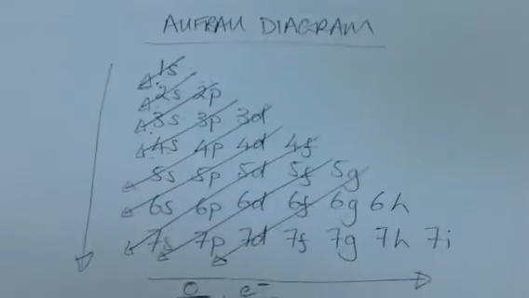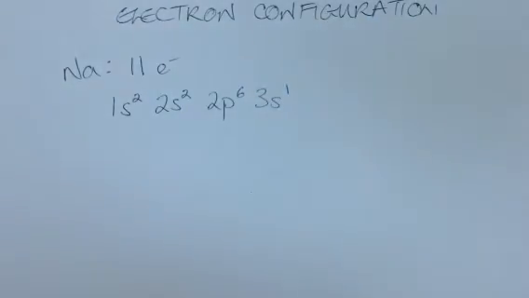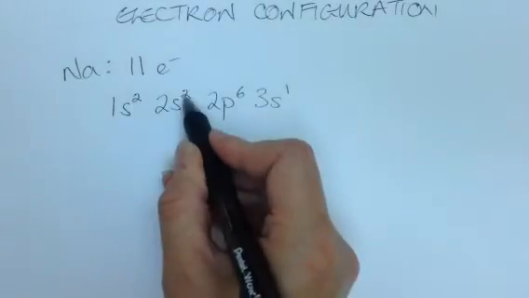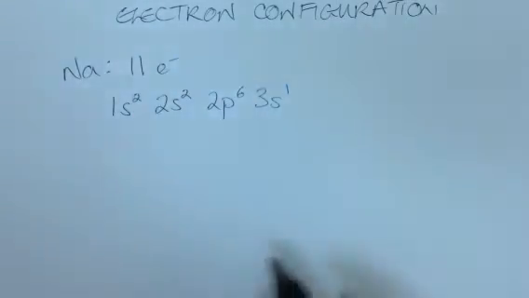Let's see what comes after 2p. After 2p comes 3s. So we're going to write 3s1. Now you should always sum your superscripts, 2, 4, 10, 11, to make sure we've assigned all of the electrons in an atom. Okay, the way I've written that configuration is called a full electron configuration.